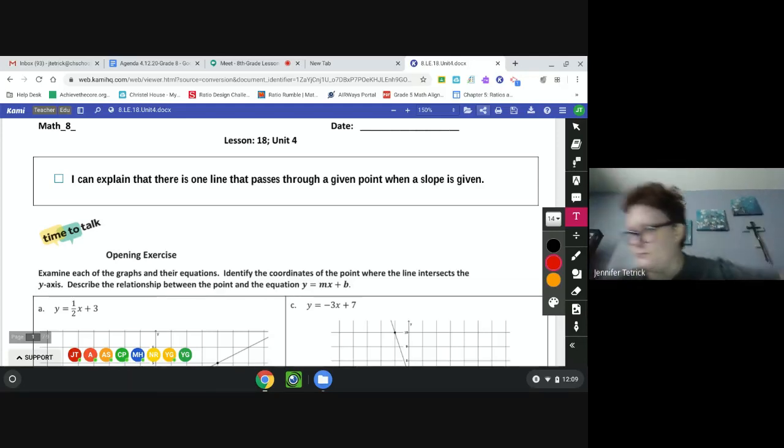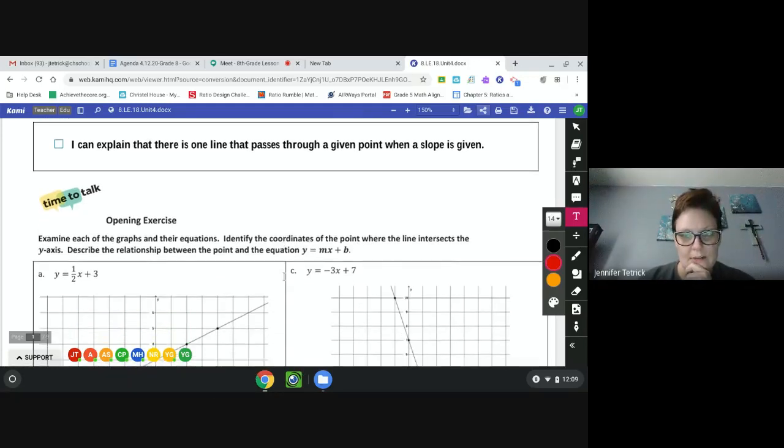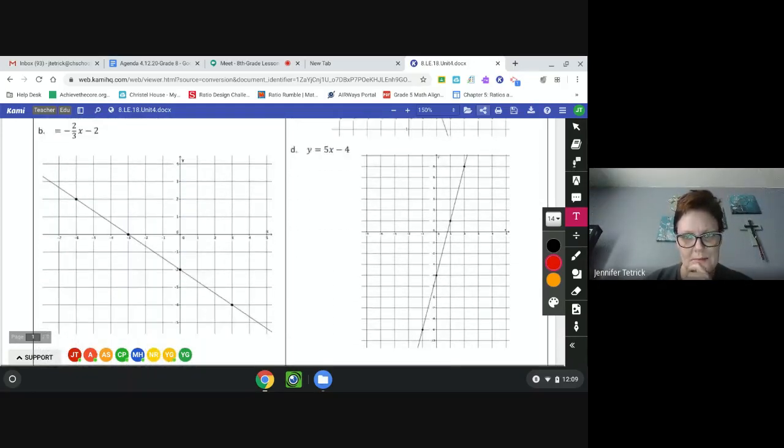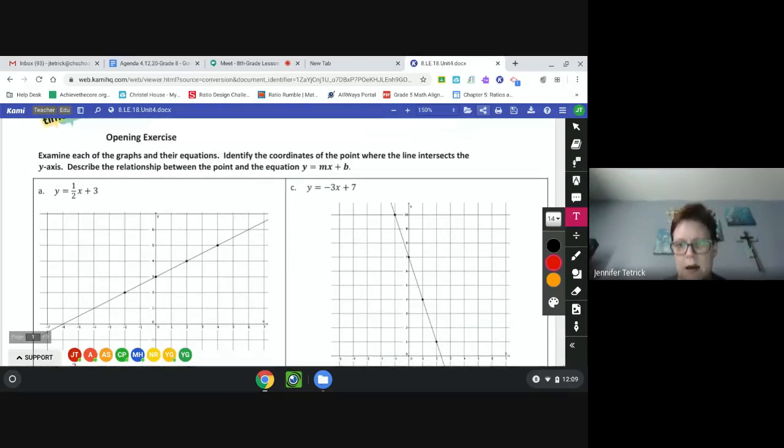Okay. So, for our opening exercise, you guys are going to collaborate together on A, B, C, and D. And so what I'm going to do is tell you guys who is going to do A together, who is going to do B together, and C together, and so forth, okay? So it says examine each of these graphs and their equations. Identify the coordinates of the point where the line, so we're looking at this line, intersects the y-axis.